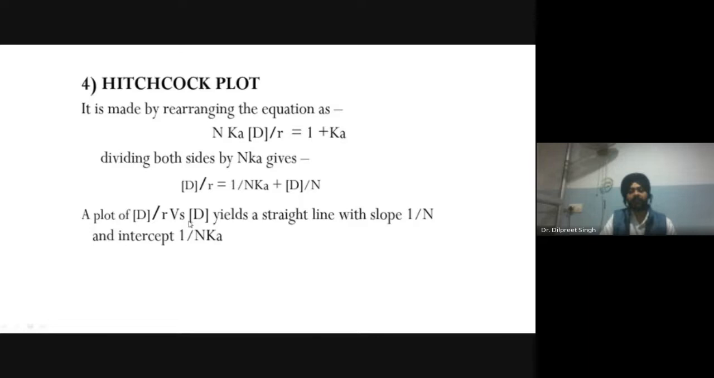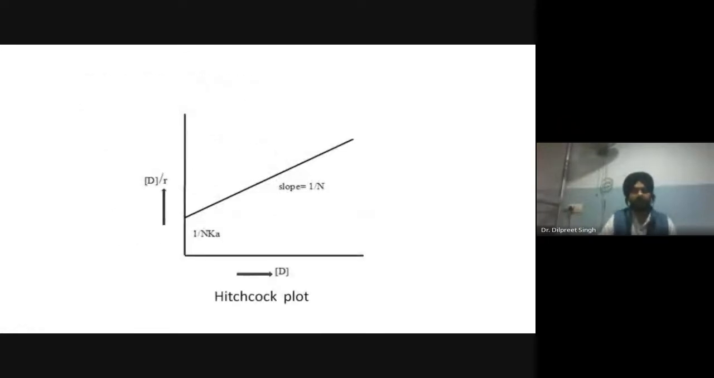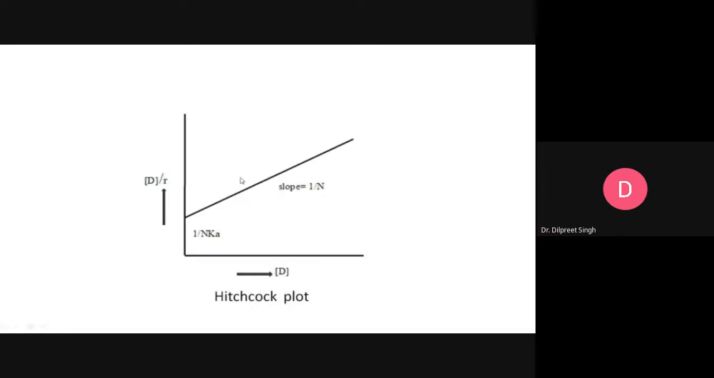So a plot of D by R versus D yields a straight line with slope 1 by n and intercept 1 by nKa. This is the outline of a Hitchcock plot: D by R versus D, from which we get a slope value of 1 by n.